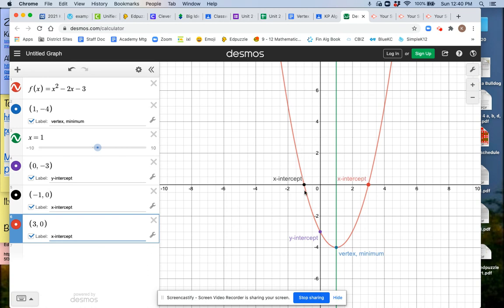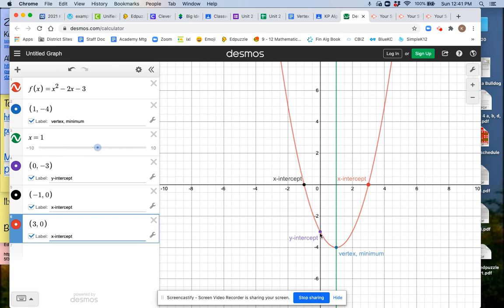So now here is my quadratic graph. It's in standard form. The equation was x squared minus 2x minus 3. My vertex is a minimum, and it was a point 1, negative 4. My axis of symmetry is the line that goes through the vertex, the vertical line that goes through the vertex, and it was the equation x equals 1.